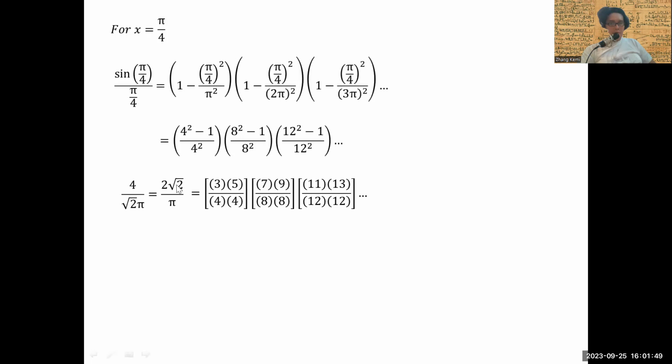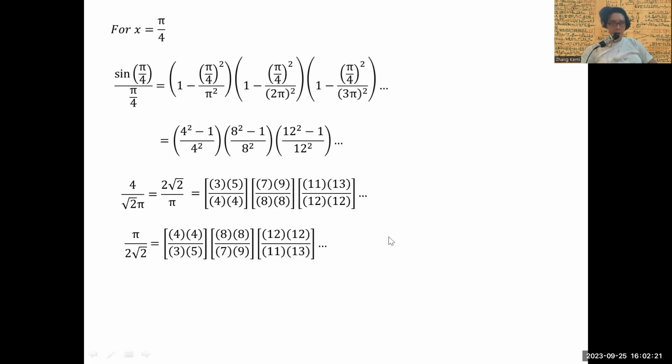Based on what we have derived earlier, using the same technique of the difference of two squares, I have 3 and 5 for 4 squared minus 1, 7 and 9 for 8 squared minus 1, 11 and 13 for 12 squared minus 1. The denominator is just their respective multiples of 4 squared. So you can see it is very straightforward. Hence, I do a reciprocal on the left-hand side, and on the right-hand side I also do a reciprocal. Thus, I form the next Wallis product.